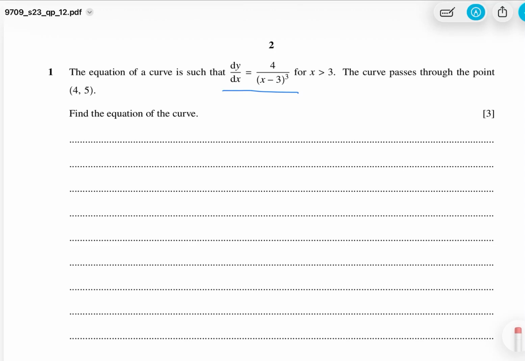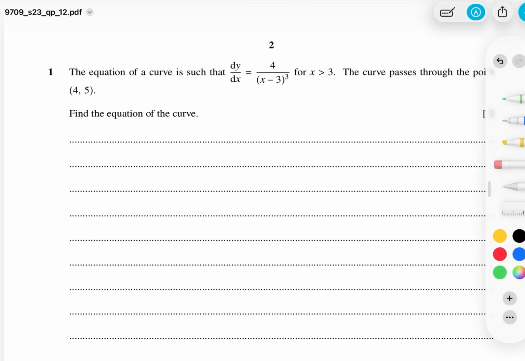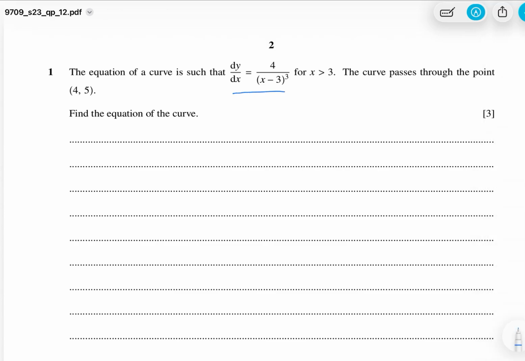First question is, the equation of a curve is such that dy/dx equals 4 upon (x minus 3) whole cube, for x greater than 3. The curve passes through the given point. Find the equation of the curve. Alright, so we have to find the equation of the curve. That means we have to integrate it, yes or no?